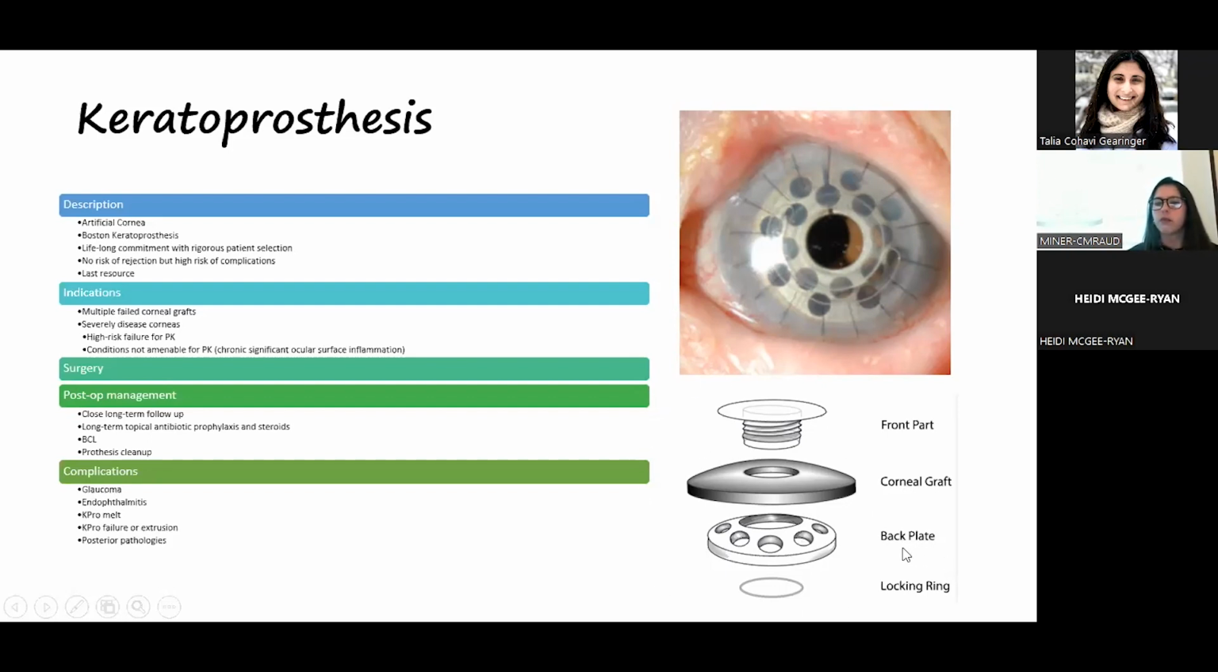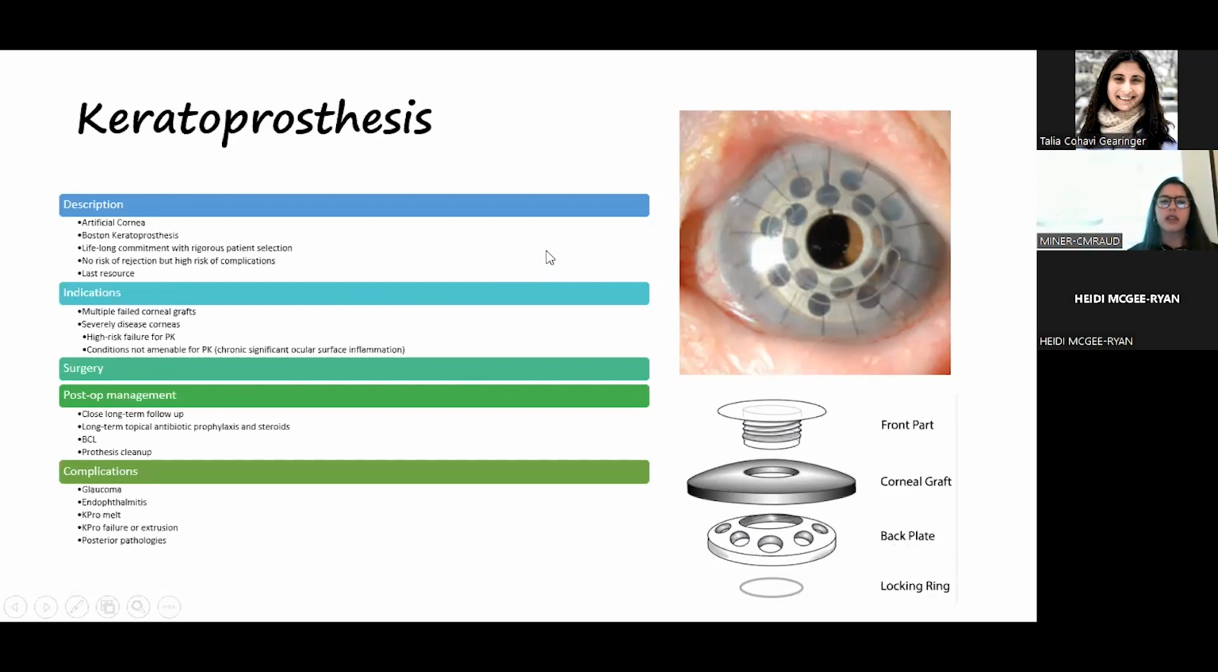And then we have a back plate that has those holes in it. It can be made of acrylic or titanium. And then we have this locking ring, which keeps everything together. So it's kind of an assembly. The most common one that is used is called the Boston keratoprosthesis.